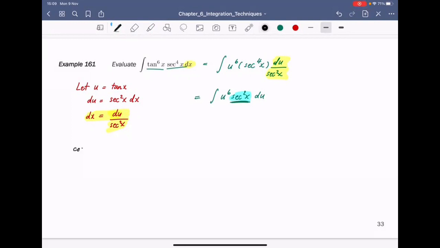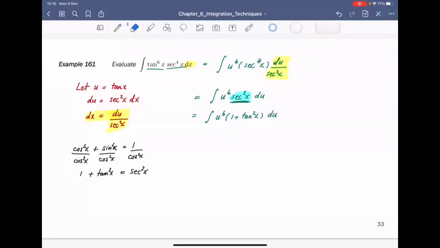So I'm going to start with cosine square plus sine square equal to 1. And every time, I am going to divide everything by cosine square. So I have 1 plus tangent square equal to secant square. This is the best way to memorize, in my opinion. So I'm going to say this is u to the 6th power times 1 plus tangent square x du. But I know that tangent is u, right? So tangent square is u square. So this is u square du.